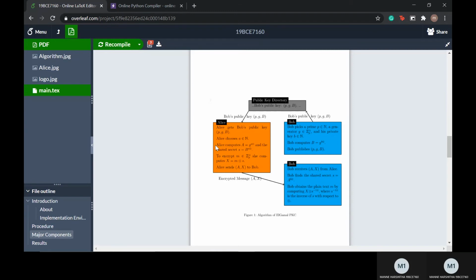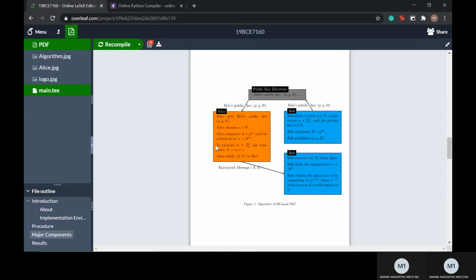And in the second phase, Alice selects an element K from cyclic group F such that GCD of K, Q equals 1. And then she computes P equals G^K and S equals H^K, which is G^A^K. She multiplies S with the message M, then she sends P and M times S, that is G^K and M times S.